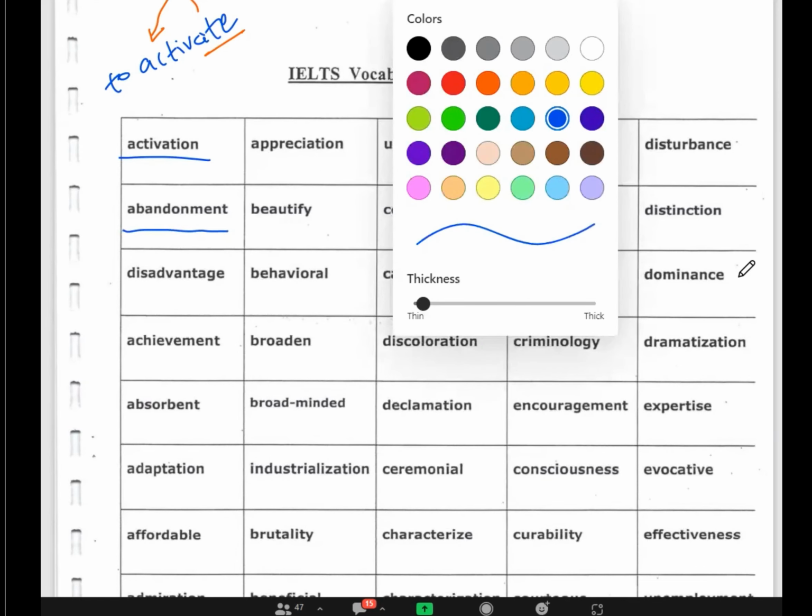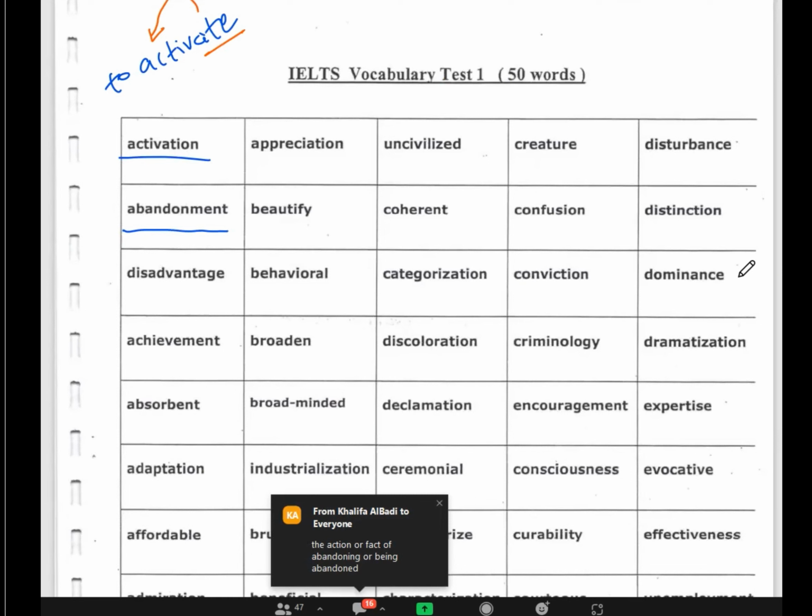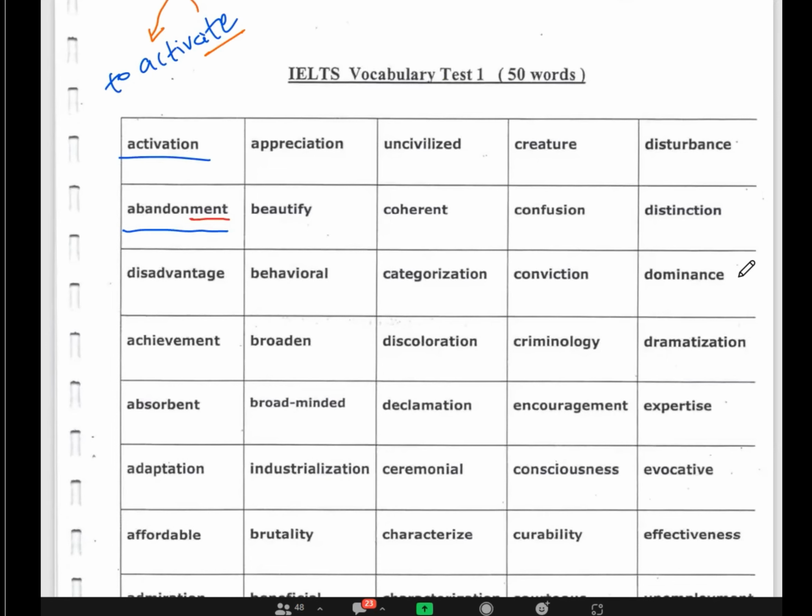Second one is abandonment. Being abandoned, leaving something, leaving somebody, yes. Now, if you look at abandonment, it has two parts, abandon and ment. So, abandon is the verb. If you remove the affix, you get the verb. The abandonment of a place, of somebody, evacuation, yeah.